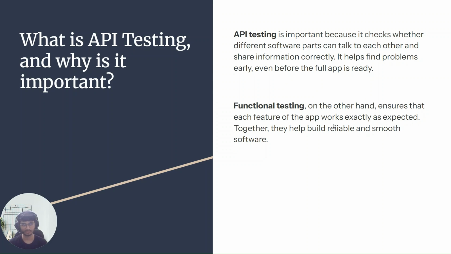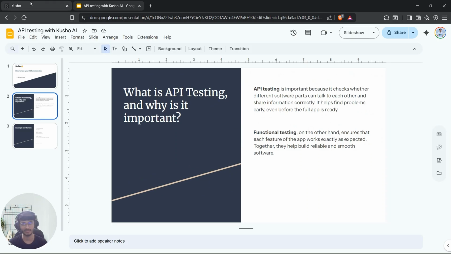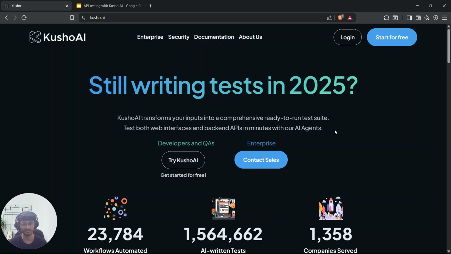We can solve all these problems using AI, and KushoAI is here to help us. KushoAI will test your APIs within minutes and with minimal manual effort required. All you have to do is install the web browser extension, and it is completely free. I will walk you through the platform and let's see how you can test your API.